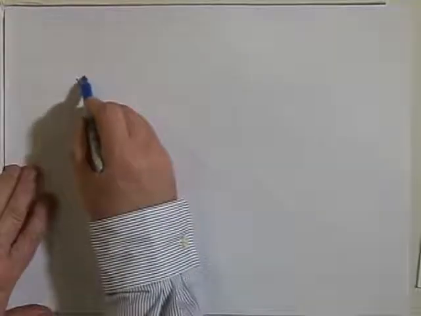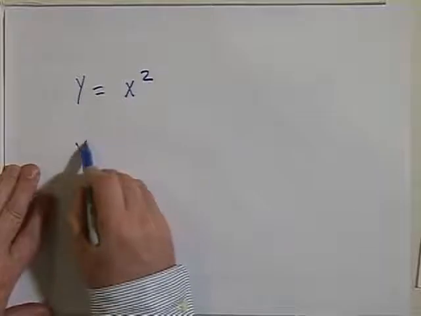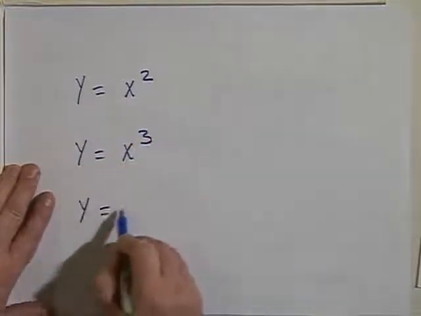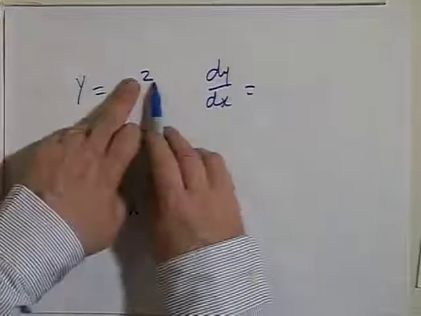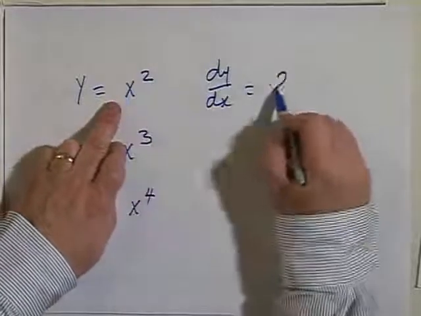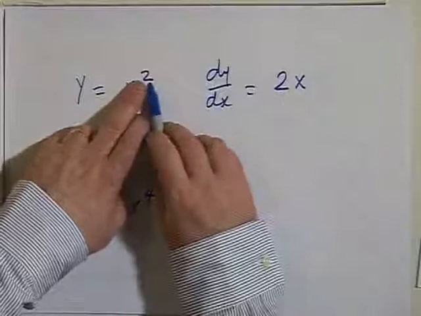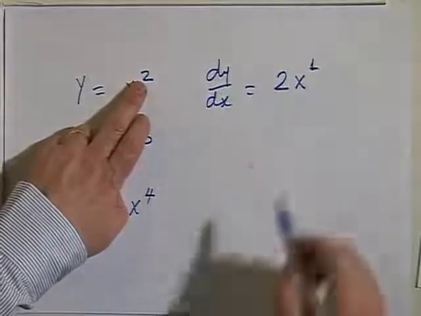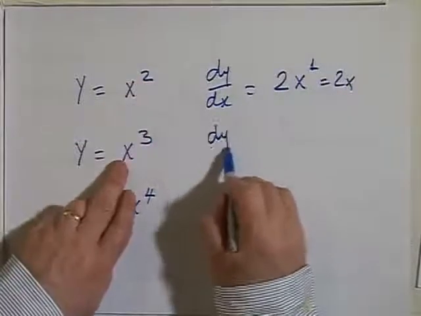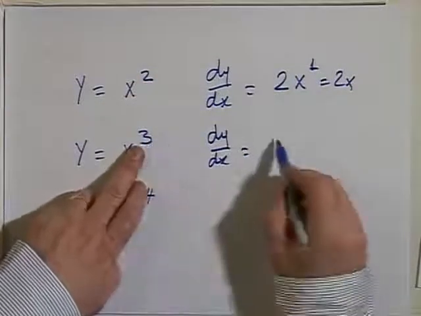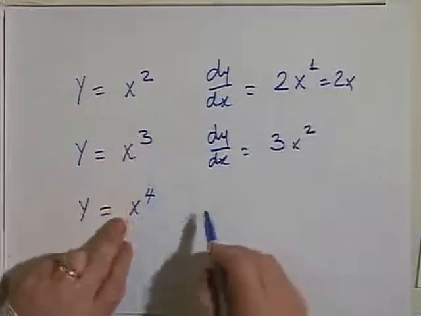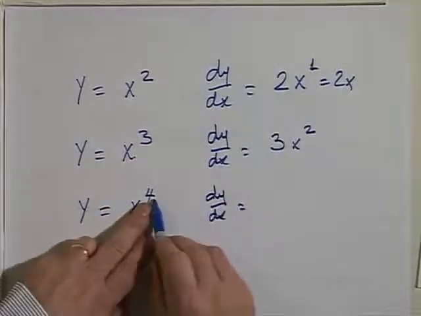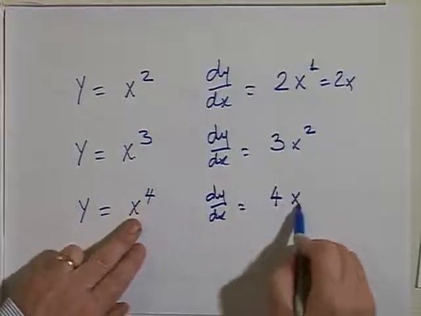Now, let's imagine that we have y is equal to x squared, and y is equal to x cubed, and y is equal to x to the 4. dy dx of x squared is you take down the 2, leave the x, and reduce this number by 1, it becomes 1, or just 2x. dy dx here, you take down the number, 3, leave the x, and reduce the number by 1, 2. dy dx here is take down the number 4, leave the x, and reduce it.